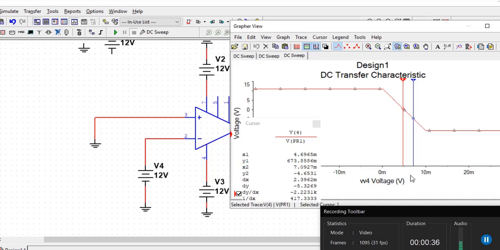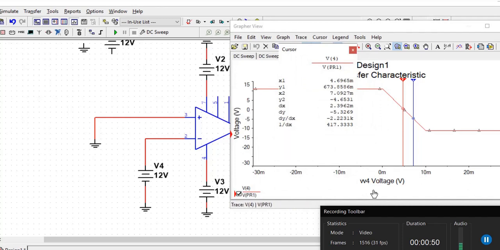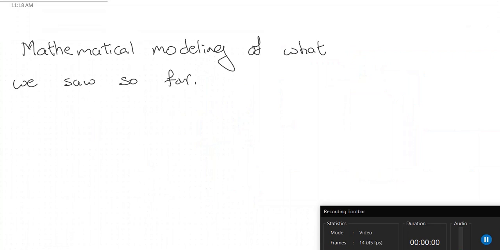Okay, and also notice that the gain is very high, and therefore the linear region of operation, when the gain is so high, is in a very small interval. Again, I want to bring your attention to the fact that the x-axis is in millivolts, the y-axis is in volts. Now let's consider the mathematical modeling of what we saw so far.